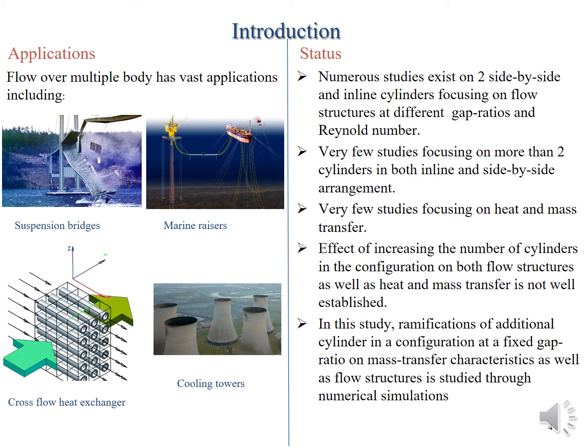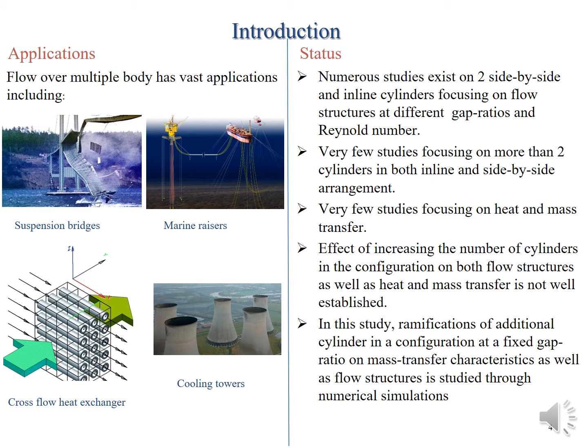So there are various engineering applications that can be modeled as flow over multiple bodies, starting from closed-form heat exchangers to cooling towers, among others. In literature, many people have studied the effect of changing the gap ratio for two side-by-side as well as inline cylinders, but there are very few studies that focus on more than two cylinders, both inline and side-by-side.